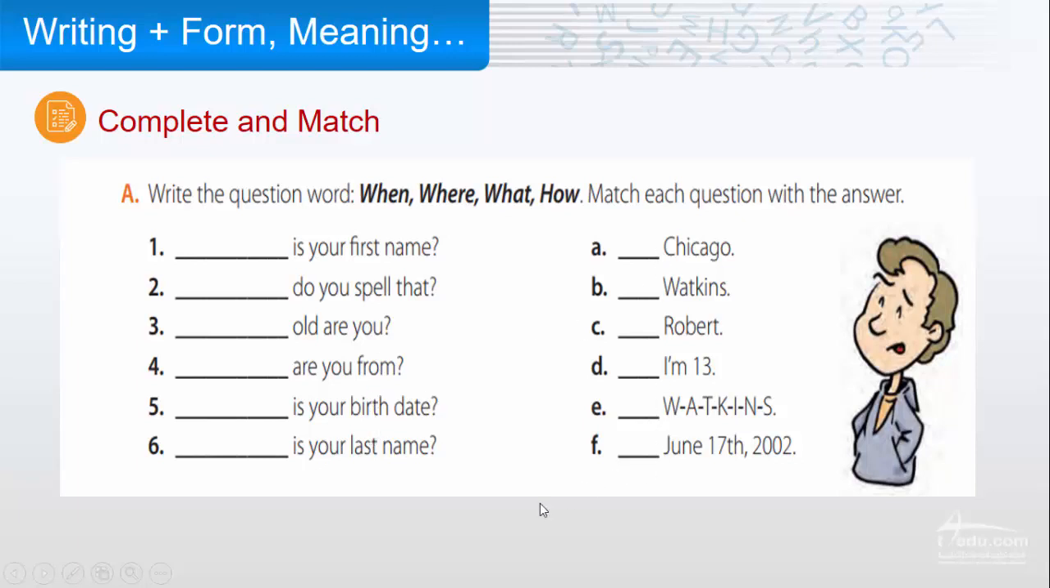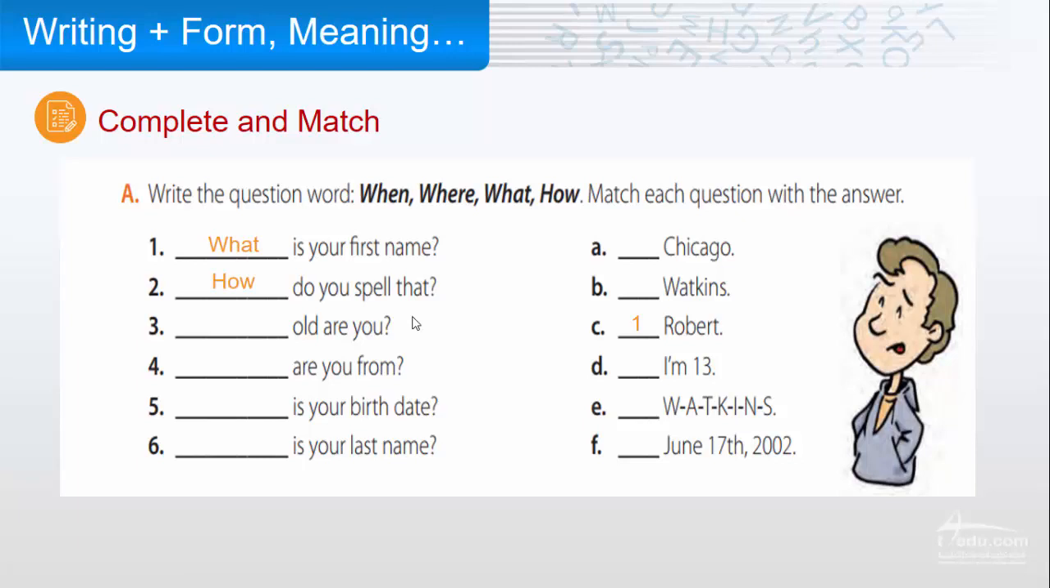1. What is your first name? The answer is C. Robert. 2. How do you spell that?